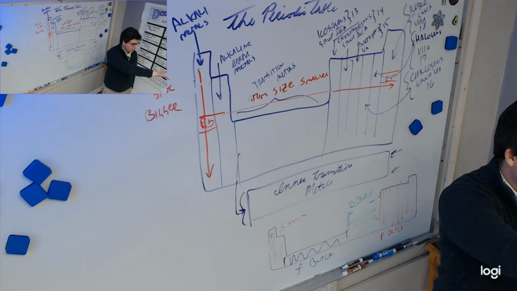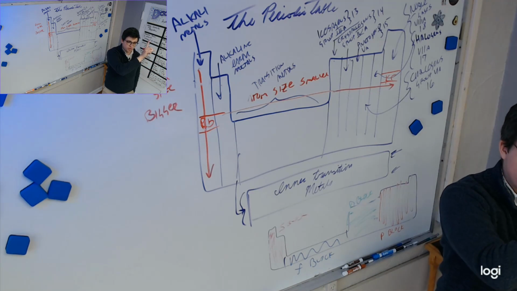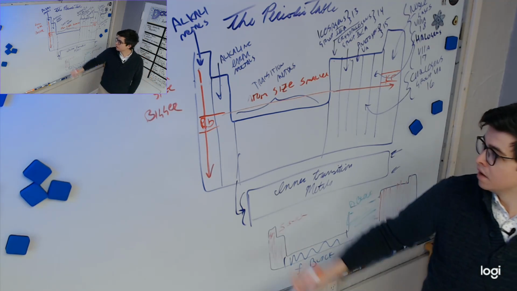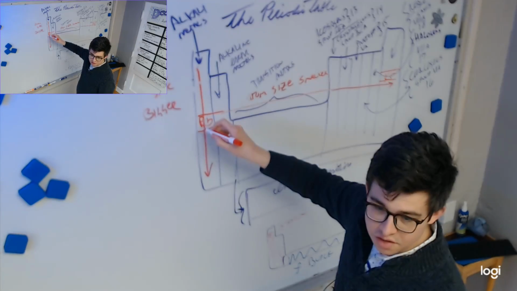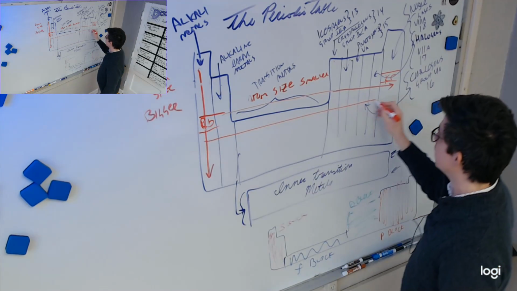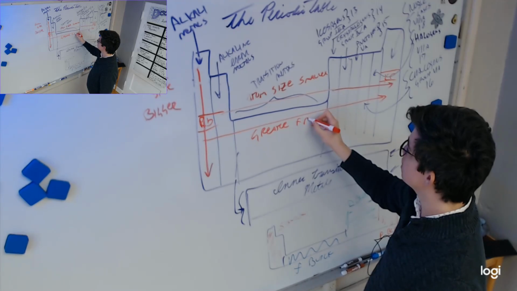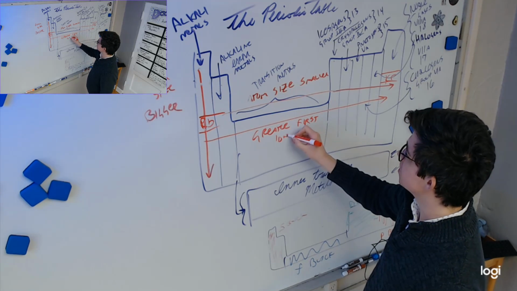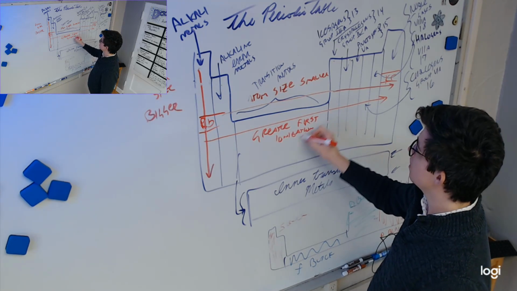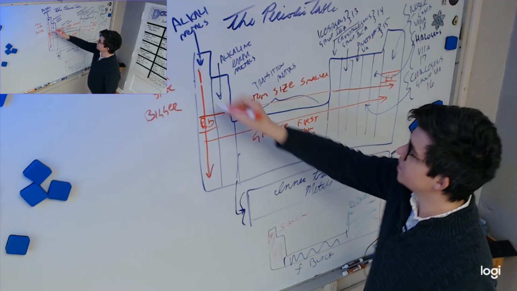Why am I saying first ionization energy? Because we're talking about how to remove the first valence electron. So these have a very low ionization energy. So what happens as we go across a period? Yeah, greater first ionization energy. What about down a row?